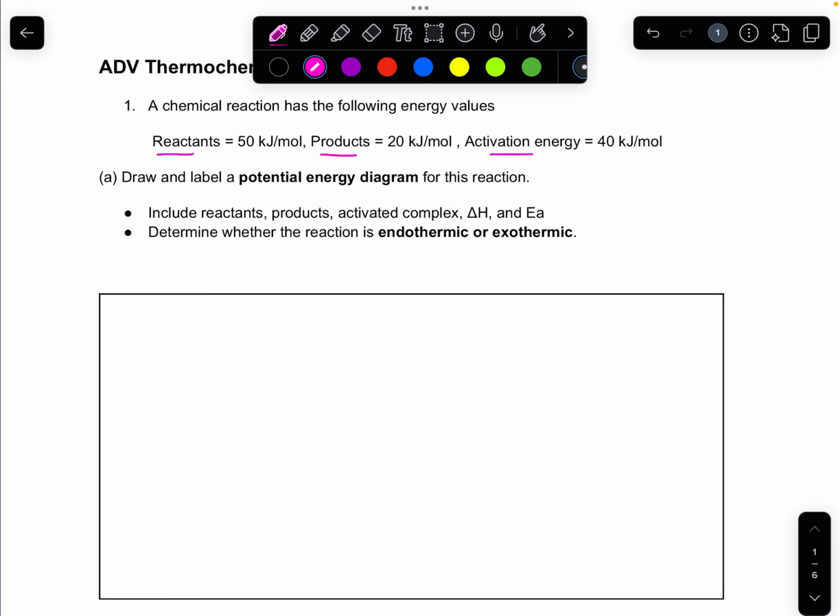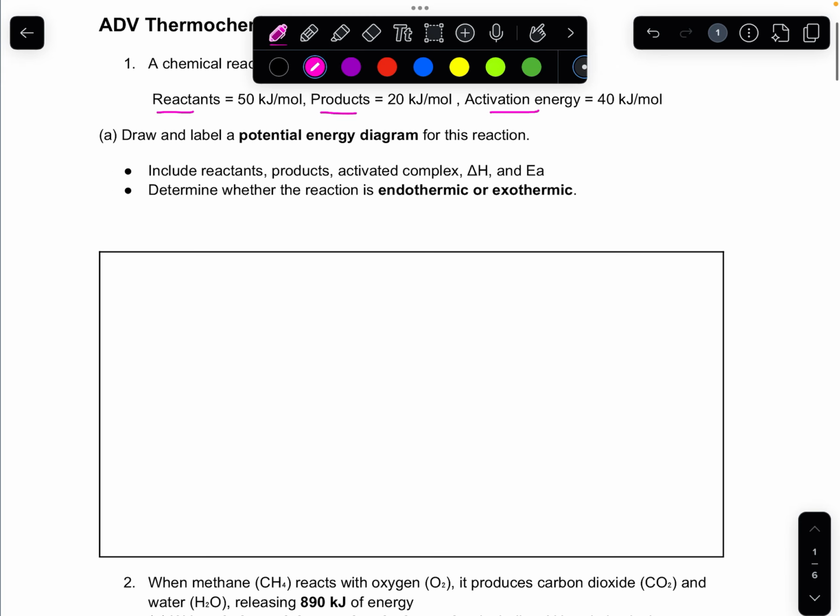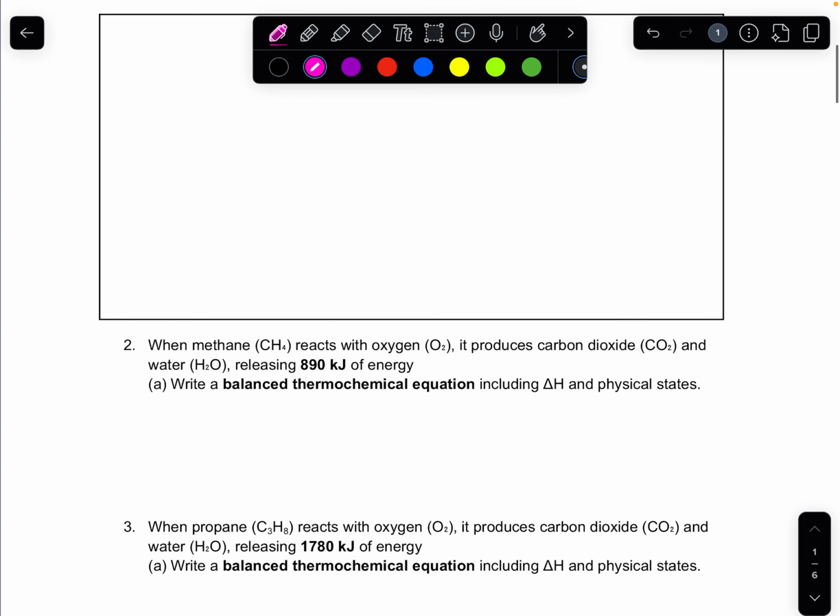label all reactants, products, activation energy, and then include the calculated delta H and activation energy. Ea is activation energy. Okay, then predict, just tell me whether it is exo or endo. Okay, then second question, you are going to write a thermochemical equation. So I'm going to do one question for you, then the second question you have to do.